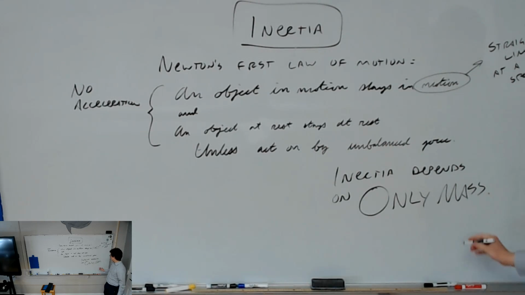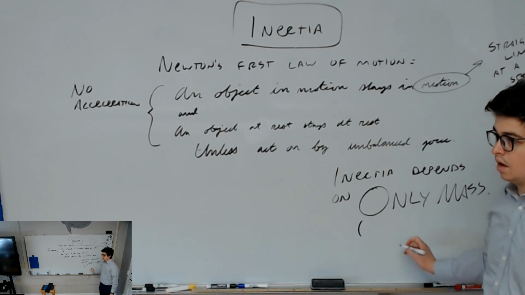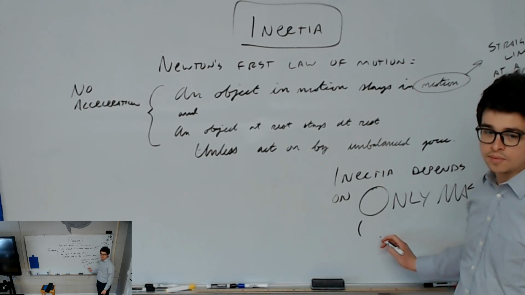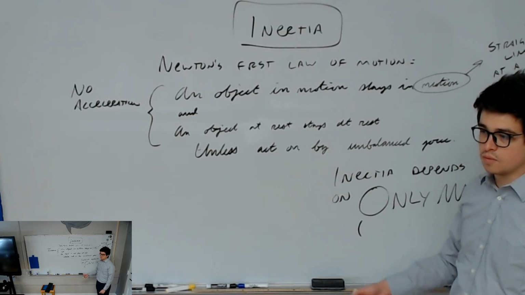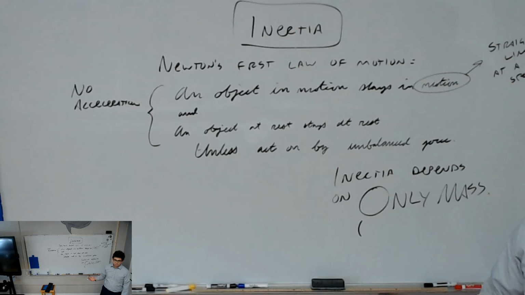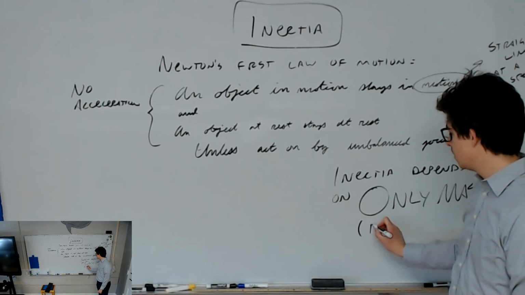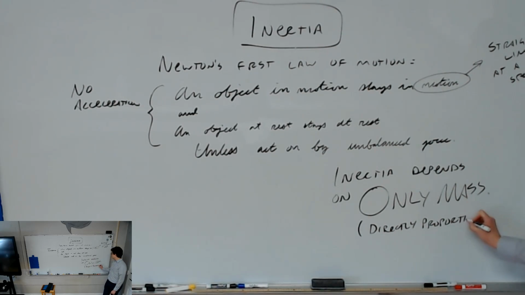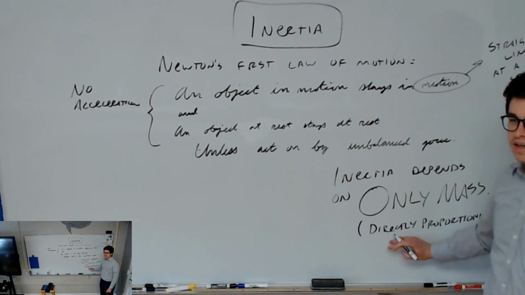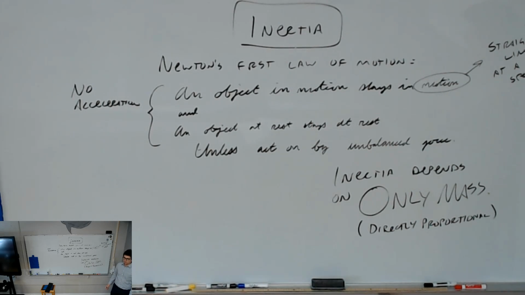So inertia depends only on mass, and how are these two things related? What kind of proportional are mass and inertia? Well, if something has more mass, does it have more or less inertia? More inertia. Something that has more mass has more inertia. So if mass goes up, inertia goes up. If mass goes down, inertia goes down. So they are what kind of proportional? Directly proportional, yeah. Hand in hand, as Jada says, but technically it is known as directly proportional. When one thing goes up, the other also goes up.